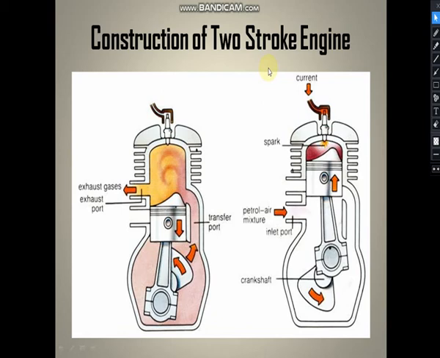So it is very difficult to operate the valves very quickly as compared to the 4-stroke engine, where the processes are completed within 2 complete revolutions of the crankshaft. But in the case of the 2-stroke engine, all the processes are completed within 1 complete revolution of the crankshaft.